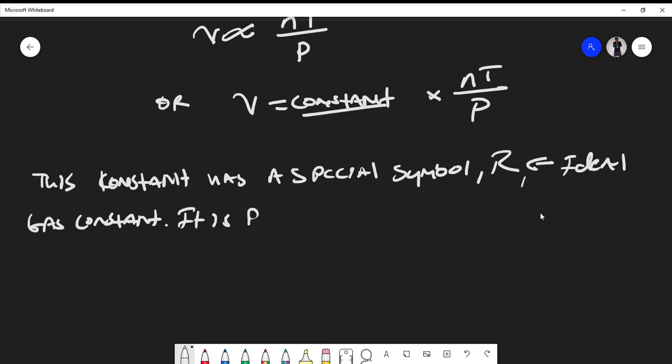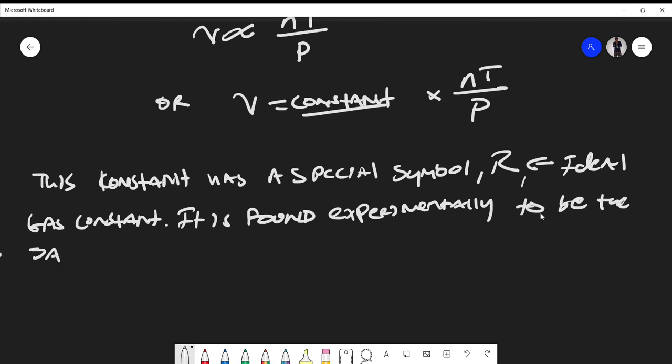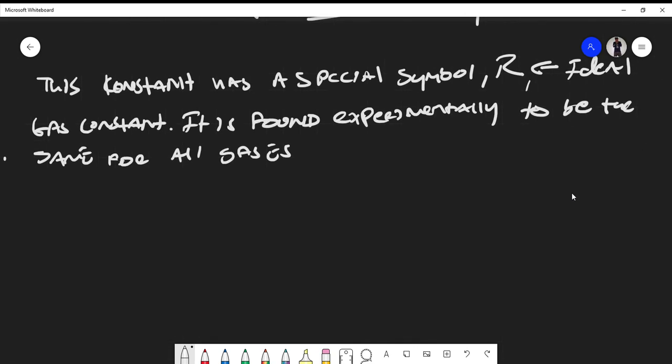Now it is actually found experimentally to be the same for all gases, which is actually interesting, right? So this R constant is found to be the same for all gases, and R is equal to 8.314 joules times Kelvin inverse times mole inverse. And that's simply saying joules divided by Kelvin times moles, right? Or we have a different unit for it.